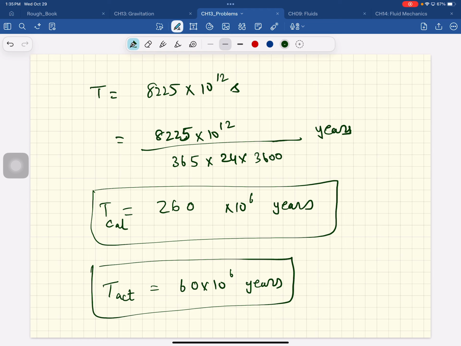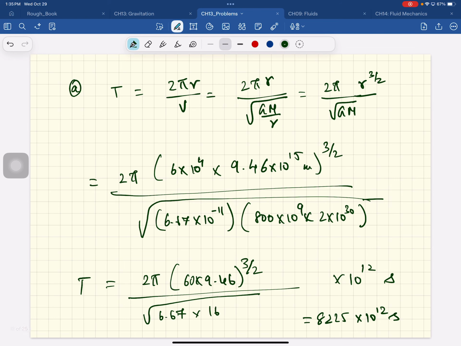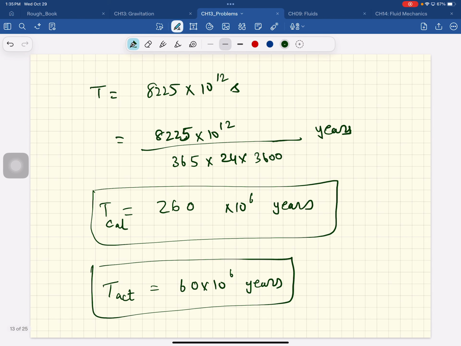There you go, 260 million years. Okay, so that's calculated. This is the actual observed period. And look at the formula for the period. T is 2 pi r. There you go. So T is 2 pi r to the power 3/2 over the square root of GM.